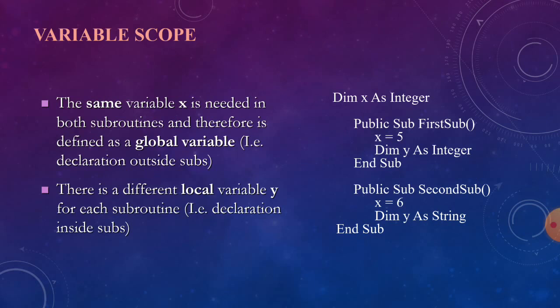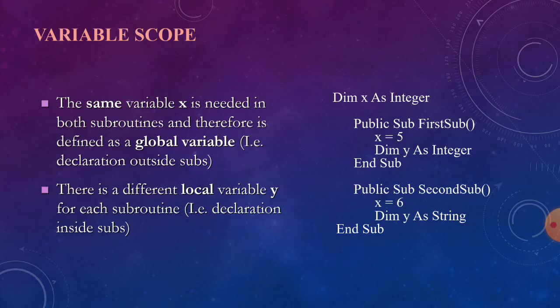So the variable x is needed in both subroutines and therefore it is defined as a global variable, right? We have declared it only once, so that variable is called a global variable. The variable that we have declared in every subroutine, in every function, is y. We declared y in the first sub function and y in the second sub function. That is called a local variable. Declaration outside the subroutines is global, and declaration within the subroutine is called a local variable.